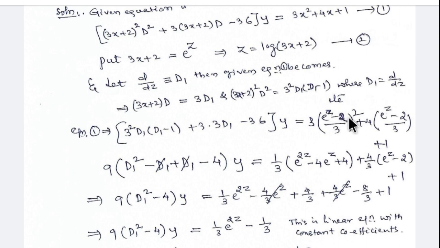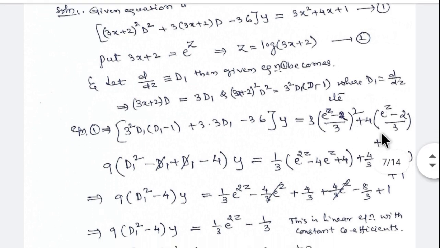Expand this one, (e^z − 2) whole square. So you get e^(2z) − 4e^z + 4, using the (a − b) whole square formula, plus 4 by 3 into (e^z − 2). Okay, 4 by 3 e^z − 2, plus 1 as it is, right?